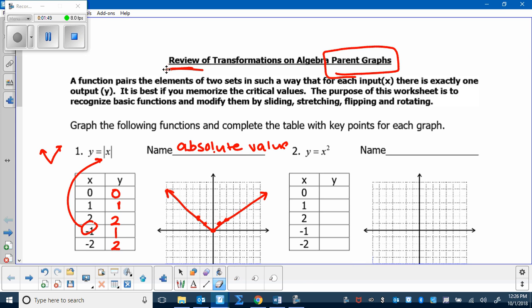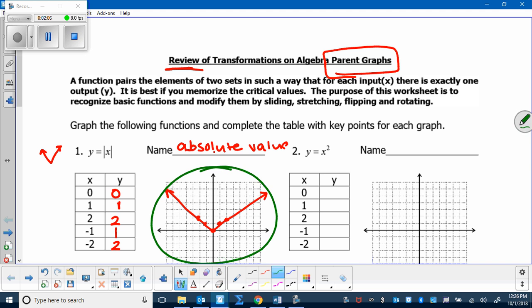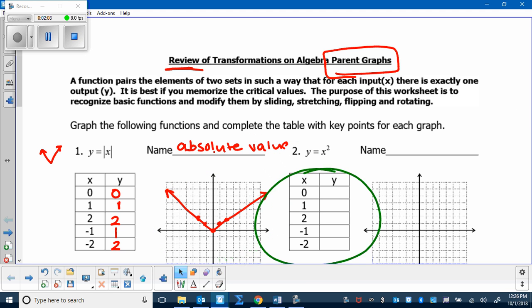Now, later we're going to talk about transformations, like moving that up or moving it down, left or right. You could stretch it vertically, horizontally, and reflection. There are so many words that we're going to talk about later of what you can do to this graph. But for right now, I just want you to know what the basic parent function would be.